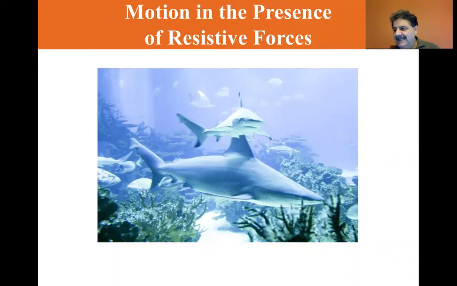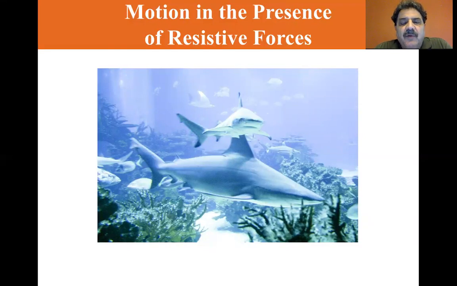Okay, this is the last section, section 6.4, motion in the presence of resistive forces. Let's consider the interaction between a moving object and the medium through which it moves, whether it be a liquid or a gas. The medium exerts a resistive force R on the object moving through it. Some examples are air resistance associated with moving vehicles, air drag, and viscous forces that act on objects moving through liquid, such as the sharks in the water.